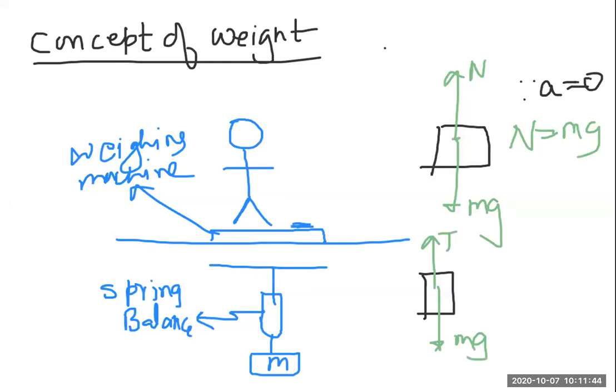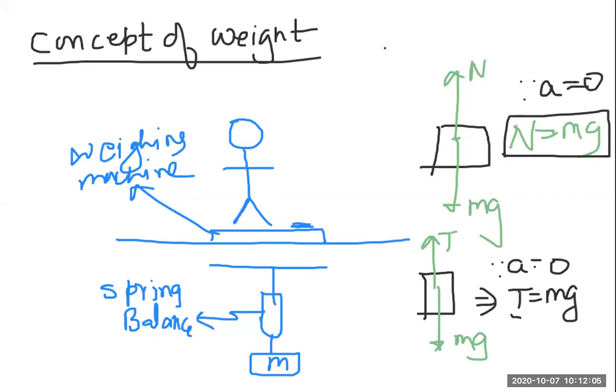And since, again, I can write this expression, since a is equal to zero, this implies that T is equal to Mg. Okay? Please notice that here N is equal to Mg and here T is equal to Mg. And all you remember, correctly so, about weight, is that weight is equal to Mg. So the hint is somewhere here.